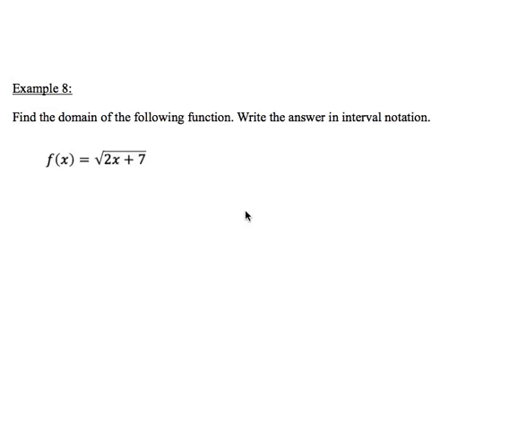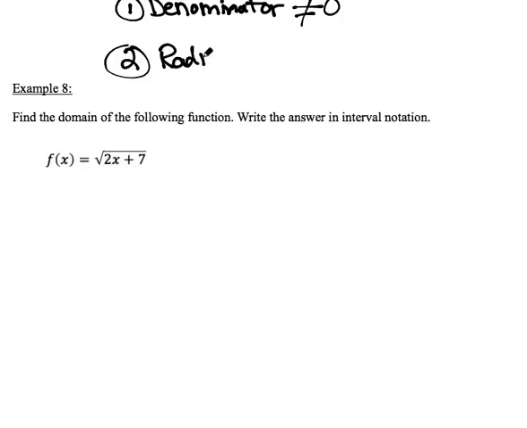Example 8. Find the domain of the following function. Write the answer in interval notation. So we're going to dive into finding the domain of an equation. So if you refer back in your notes, remember, if we are given an equation, we have 2 rules that we have to look at. The first one is we have to look at the denominator. The denominator cannot equal 0. And the second rule is that the radicand has to be greater than or equal to 0.